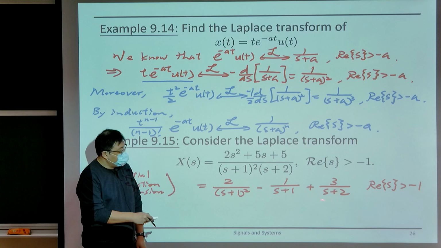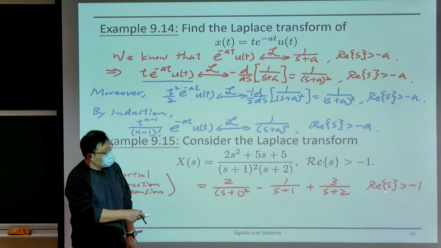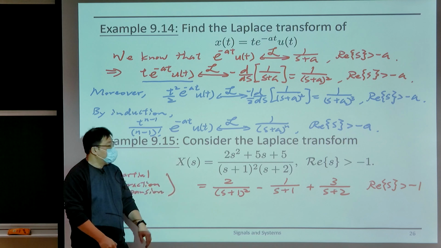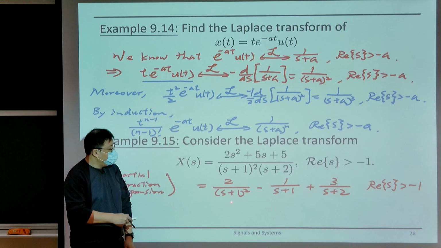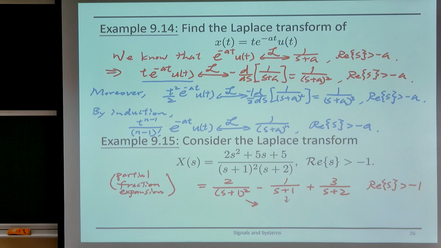of minus 2. But because the overall region of convergence must be the right half plane, therefore, for each one of these terms, you must take the right half plane as well. Okay? So for each one of these, the ROC must be right half plane. Okay?